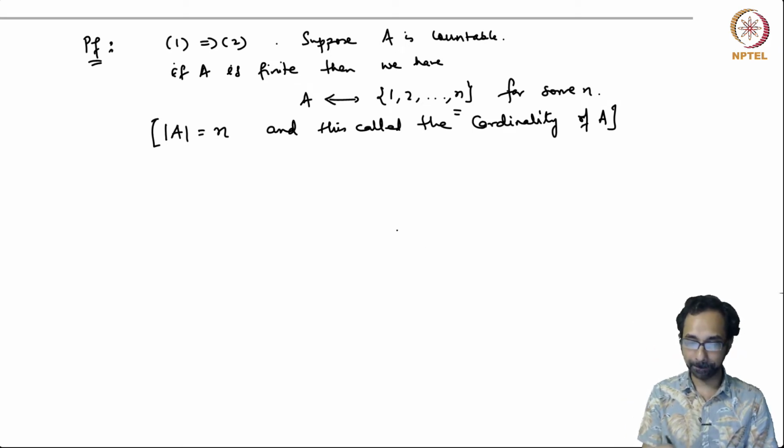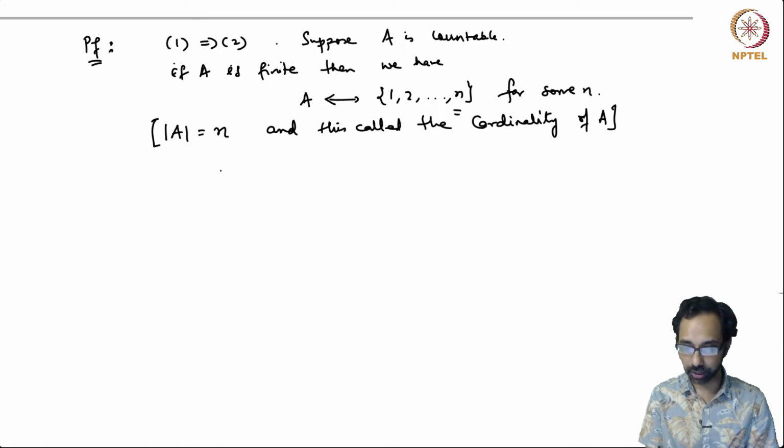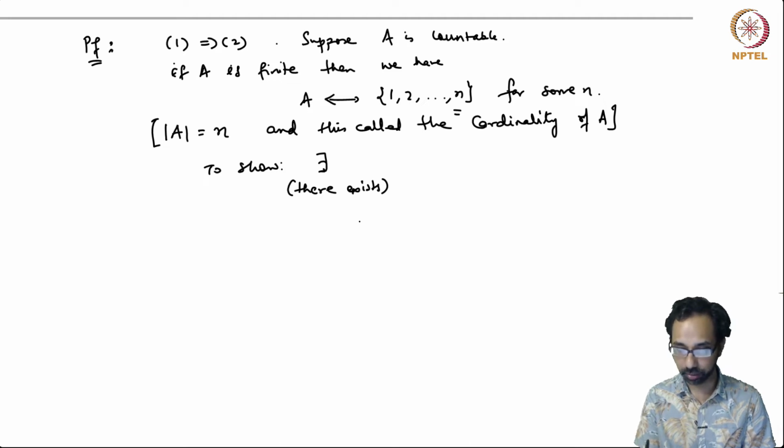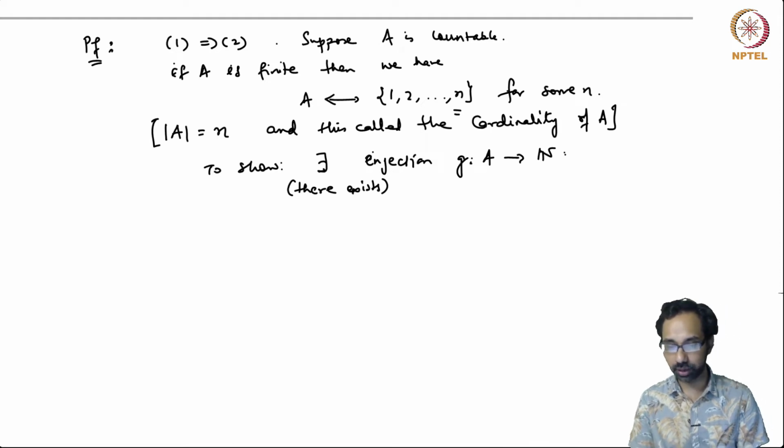So if A is finite, then we have this bijection, and we have to show that there exists, again let me use this notation, and this stands for there exists. This is one of the logical quantifiers that we talked about. So there exists an injective map or an injection G from A to N. So this is what we have to show.